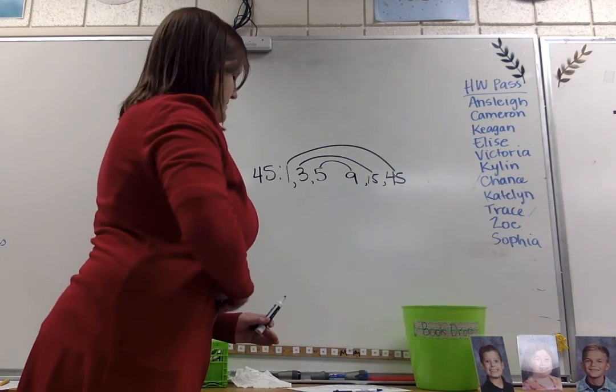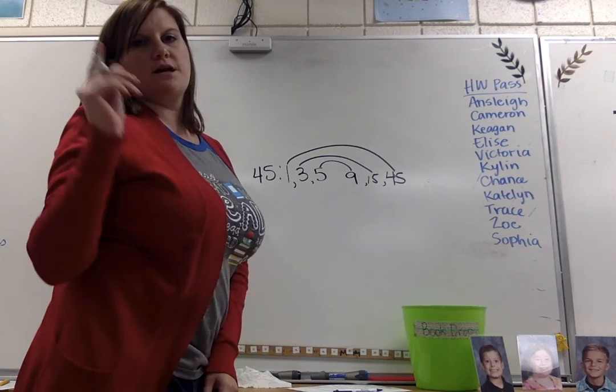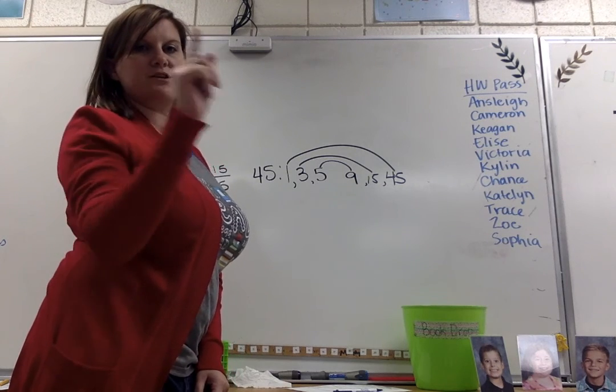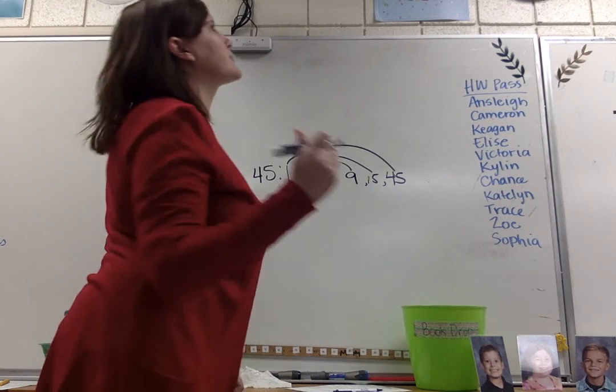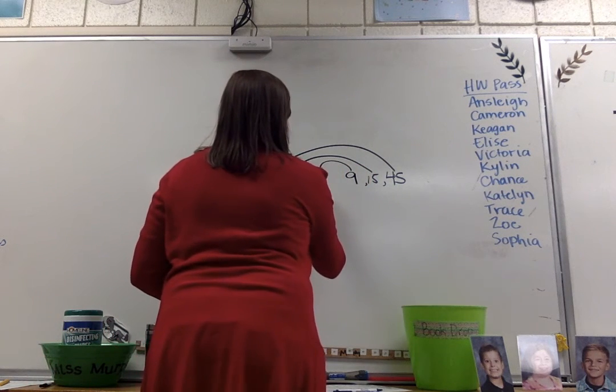Then you were asked, is it prime or composite? Prime means one factor in itself. This has 6 factors. So composite means 3 or more. So it is going to be composite.